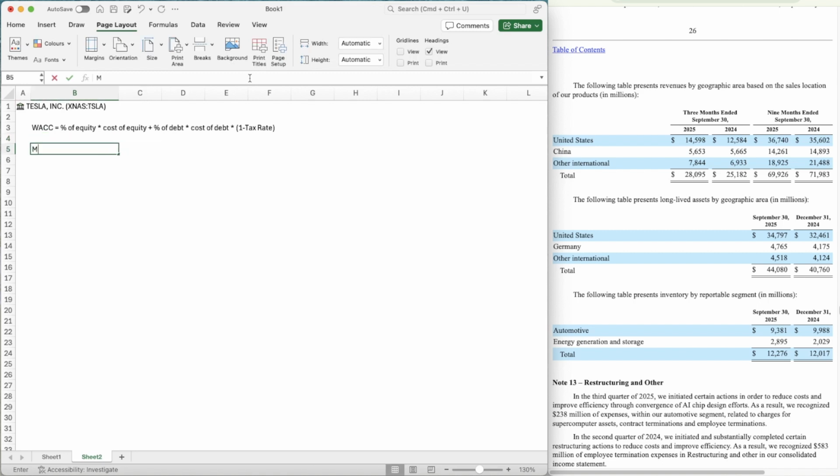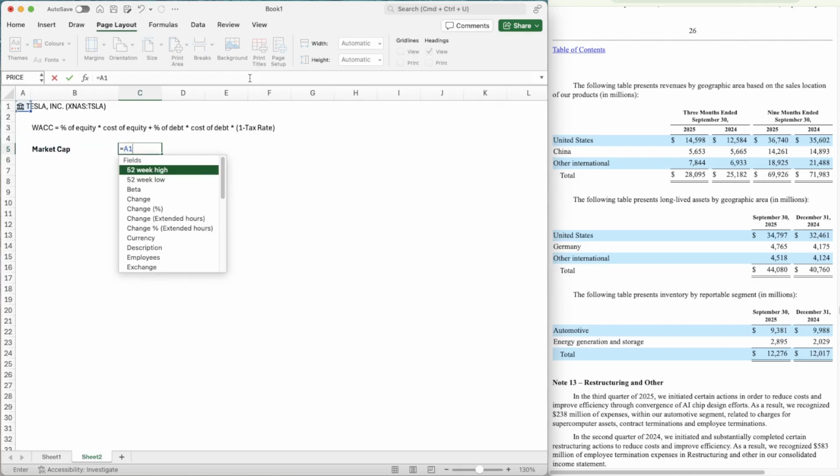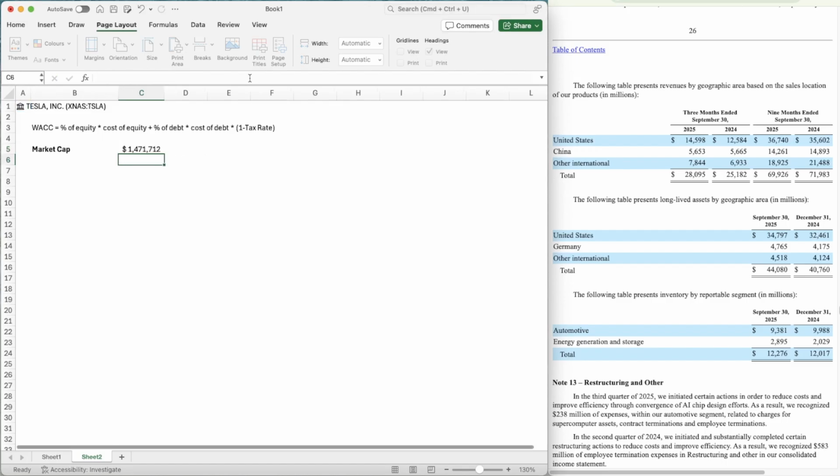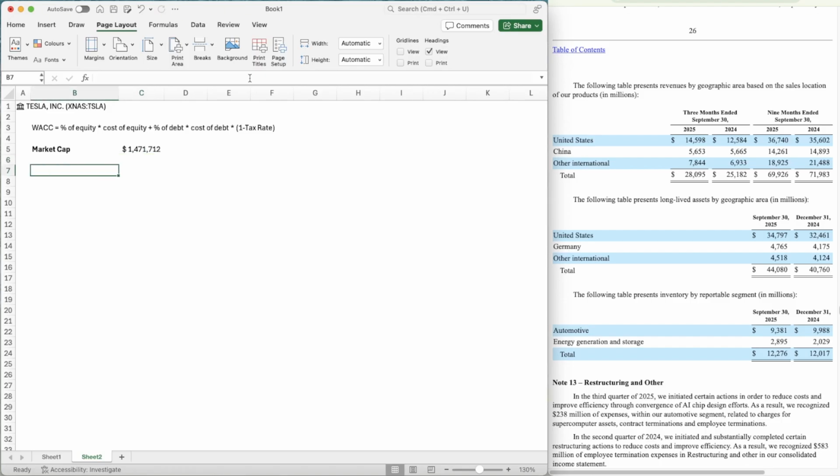Okay, so market cap, that's the first component we need. We get that from going equals, open the parentheses, market cap, but make sure to divide it by 1 million because that's what the financial statements are in. So Tesla has a $1.5 trillion valuation. The percentage of equity, then we need the cost of equity.